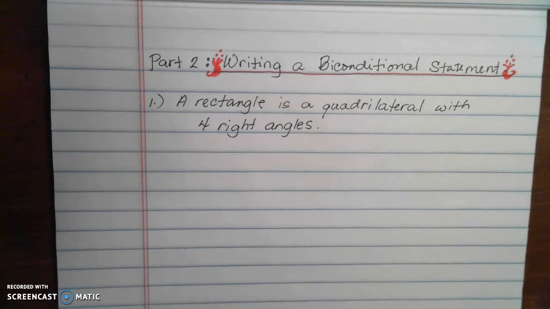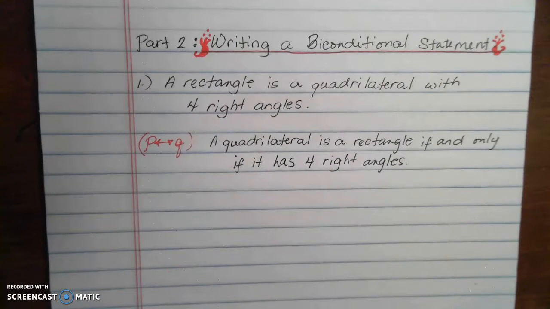You may need to flip your papers over and let us start practicing how to write a biconditional statement. For example, a rectangle is a quadrilateral with 4 right angles. Go ahead, take a moment to write this as a biconditional statement. Does your answer look like this? A quadrilateral is a rectangle if and only if it has 4 right angles. That's the biconditional statement for that one.